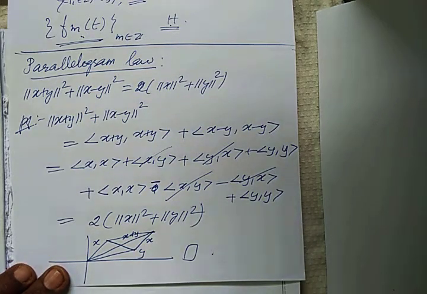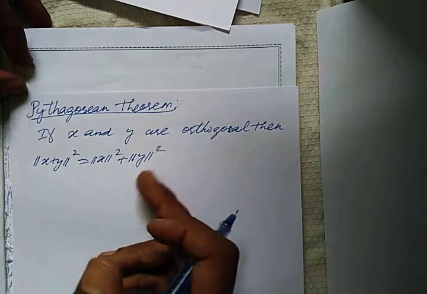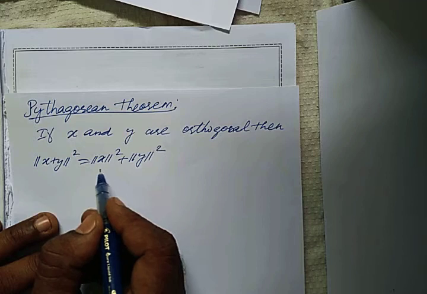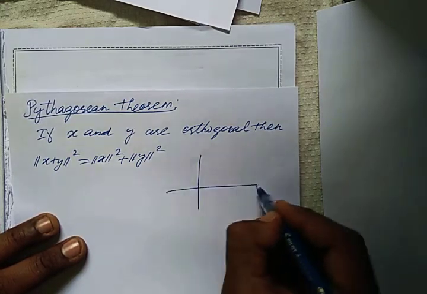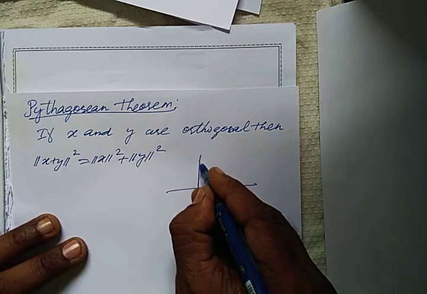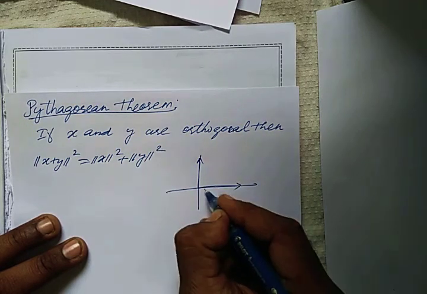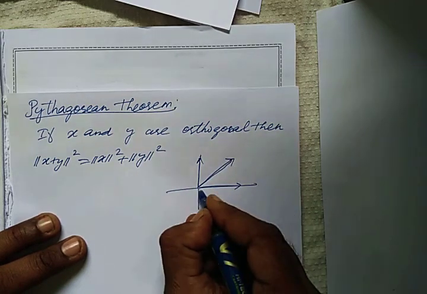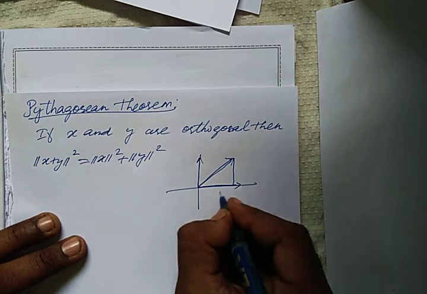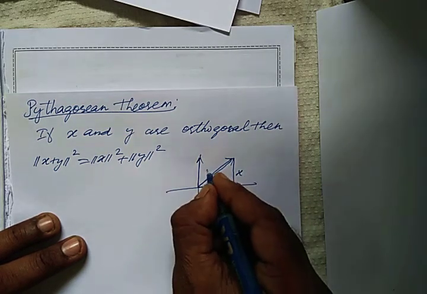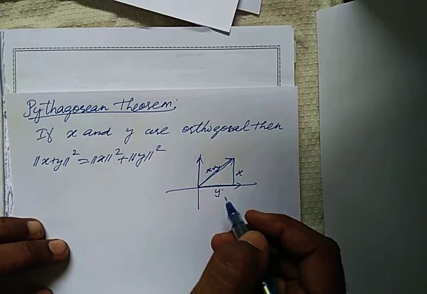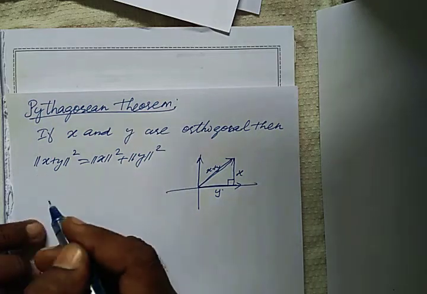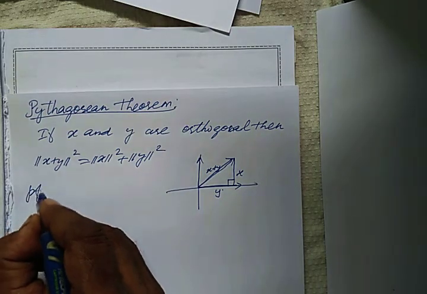Now let us see one more. Next one is the Pythagorean theorem. If x and y are orthogonal, then norm x plus y the whole square is equal to norm x square plus norm y square. See here, this is x, assume that this is y, and then this is x plus y. So then this square is equal to this square plus this square. Pythagoras theorem says that if these two vectors are perpendicular, then this theorem holds. Similarly, here also it holds.